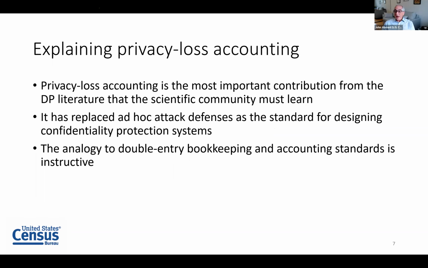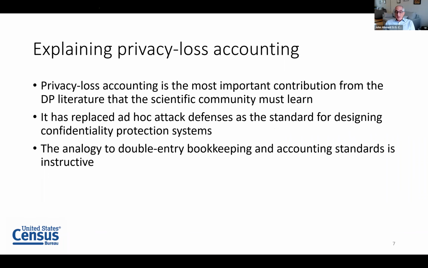And it's the one that practitioners need to learn because it represents the most important replacement of the way that we thought about these problems in using traditional methods. Privacy loss accounting has replaced ad hoc defenses as the standard design for confidentiality protection systems.